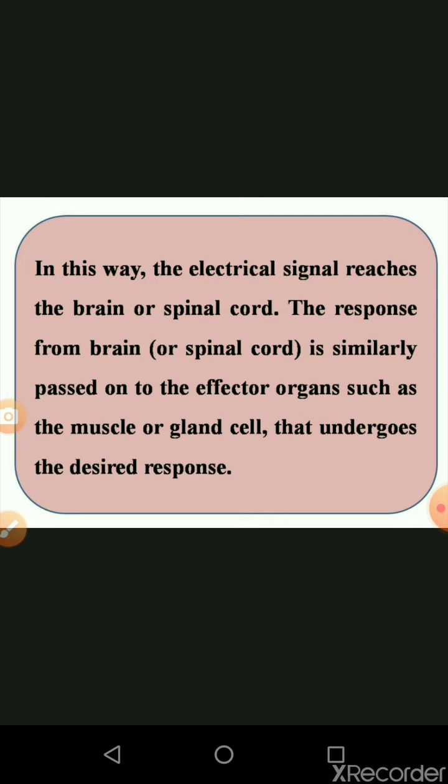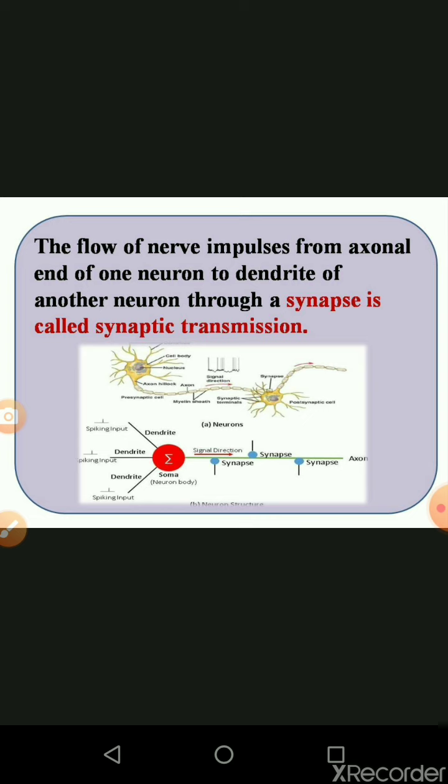Again, the signal sensed by the receptor is recorded or passed on to the brain or spinal cord, because it is the central nervous system organ which controls all the activities of our body. The flow of nerve impulse from the axonal end of one neuron to the dendrite of another neuron through the synapse is called synaptic transmission.